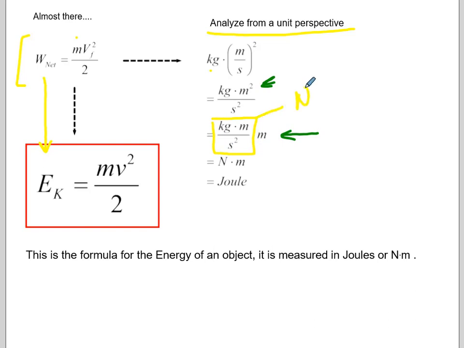Okay, so now I would have a Newton times a meter, and when we were looking at our initial energy discussion in 5.1, when we had a force applied over a distance, a Newton meter is the same as a joule.